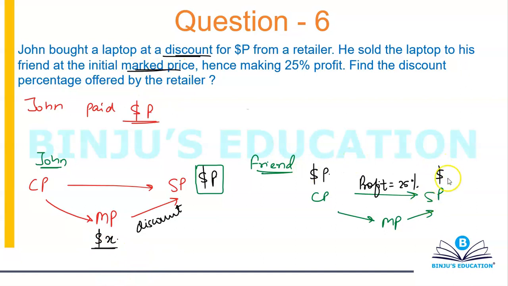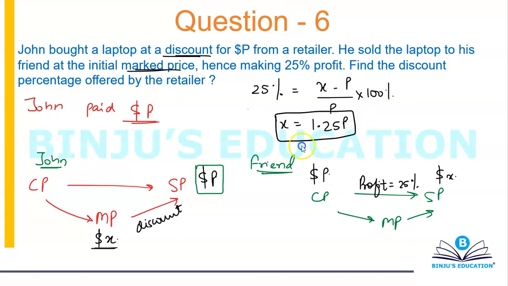So when he sold it at X, or when his friend paid him X dollars, he earned a profit of 25%. So X became the selling price, or the amount paid by the friend. $P became the cost price. So I can say that 25%, which is the profit percent, is equal to selling price, which is X, minus cost price, which is P, divided by cost price, which is P, into 100%. So X is equal to 1.25P.